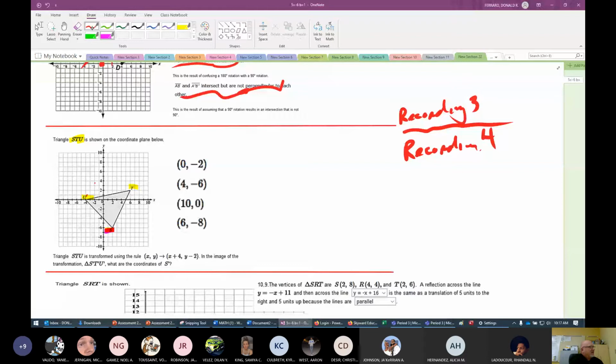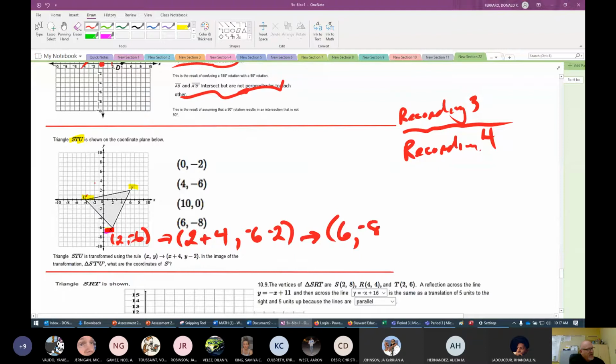Since they tell us that S, as you guys can see, has the coordinates 2, comma, -6, and we're just adding 4 to the X coordinate, and we are subtracting 2 from the Y coordinate. So if we're adding 4, we say 2 plus 4, and then we've got -6 minus 2, and that translation is going to be 6, comma, -8. And right there is our answer.